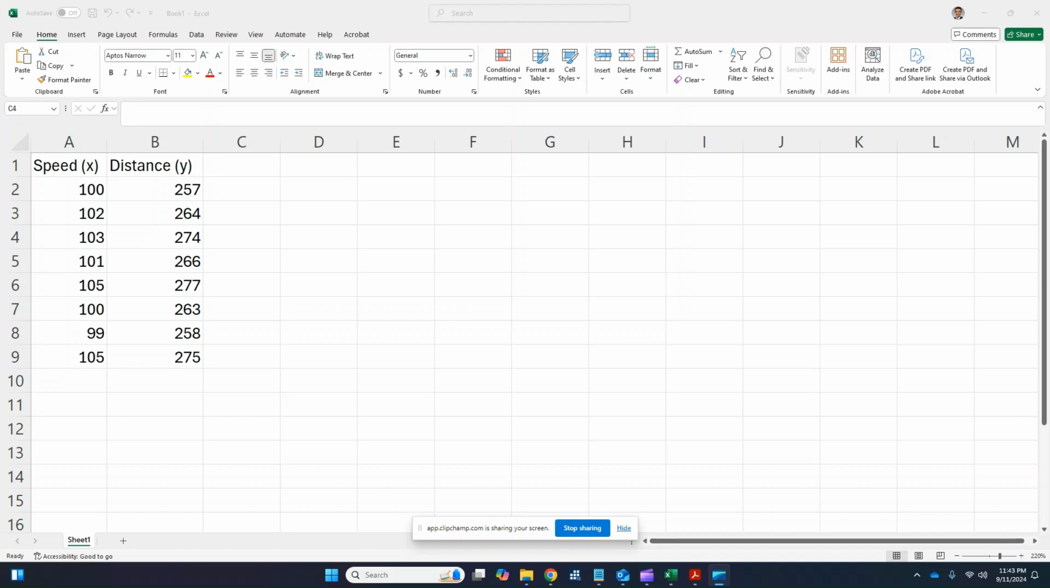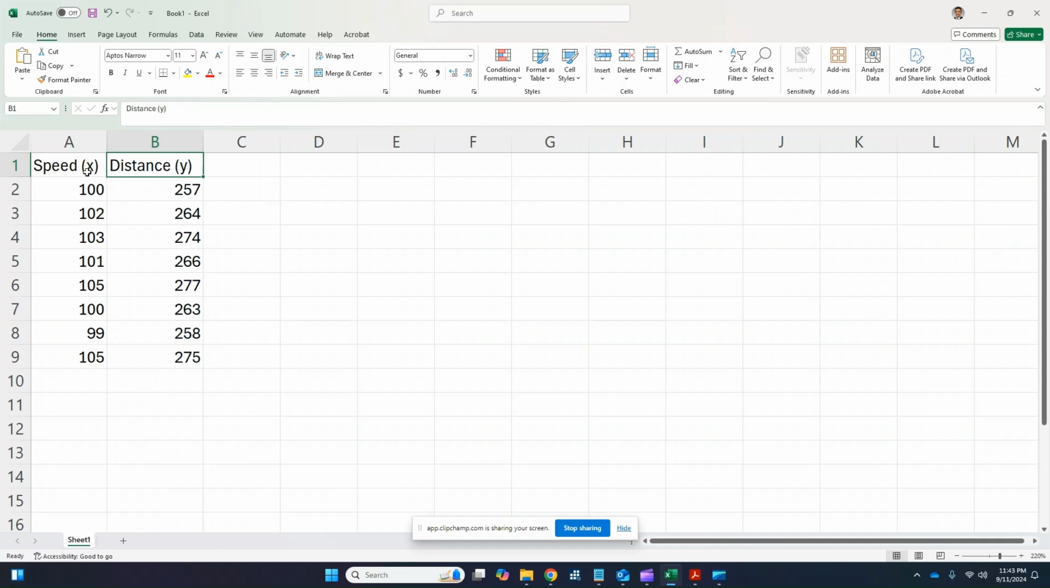Hello, in this video, I'm going to show you how to find a correlation coefficient using Excel, and then we'll talk about linear regression and how to estimate the linear regression equation. So we have two variables here, speed and distance. Speed is the speed at which you hit a ball with your golf club, and distance is how far the ball travels after hitting it.